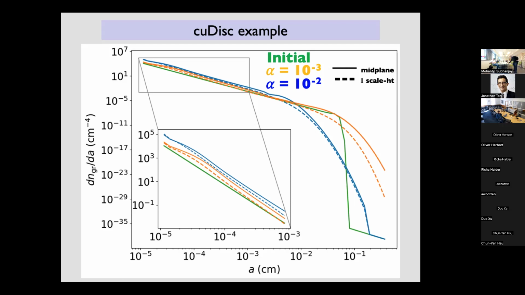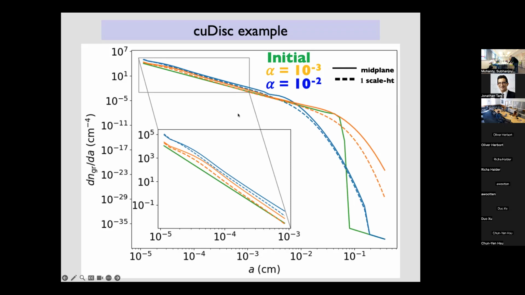But if you look at the blue lines here, which is alpha of 10 to the minus 2, so a higher alpha and so an increased amount of turbulence, what you find is what you expect, but it's nice to see it in this kind of simulation, right? First of all, you see that you get not that many large grains compared to the initial distribution. Why? Because the turbulence is higher, and therefore when grains collide, it's much more likely they will fragment rather than coagulate into large things.